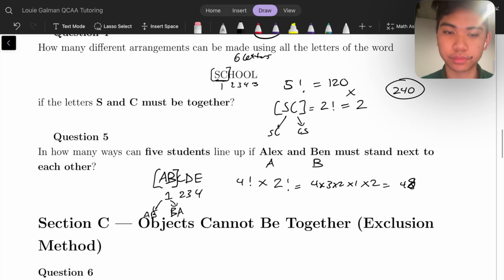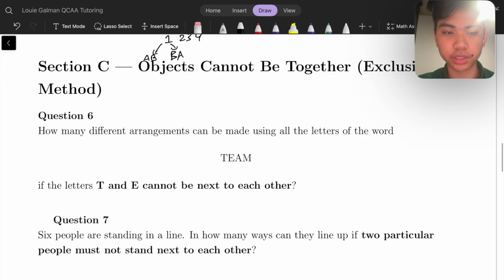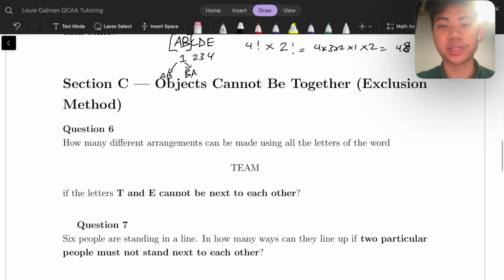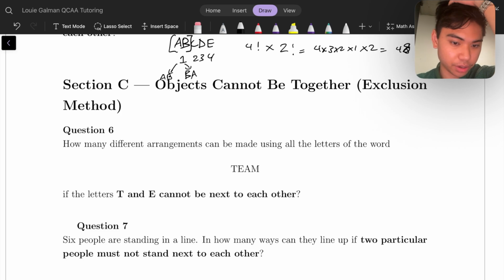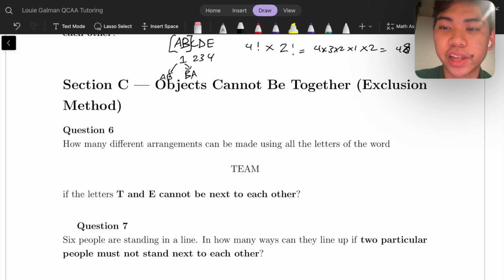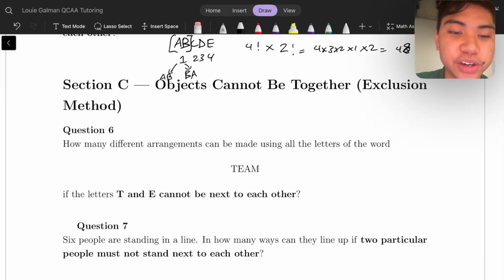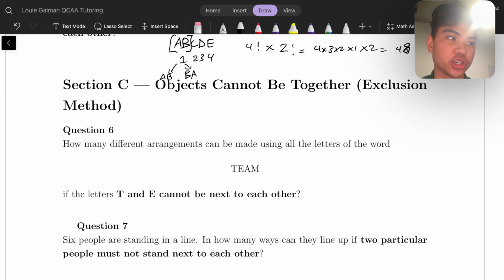Section C, this is the opposite now. So where objects cannot be together. This is the exclusion method. So how many different arrangements can be made using all of the letters of the word team if the letters T and E cannot be next to each other?